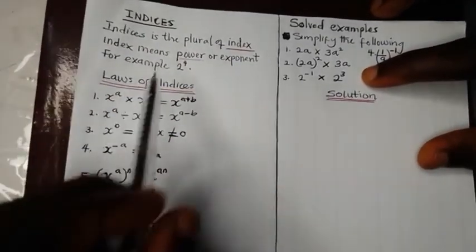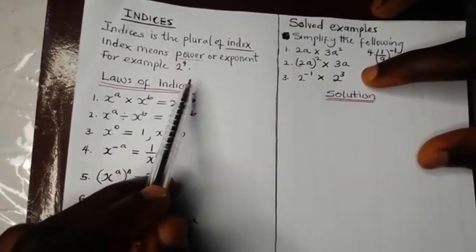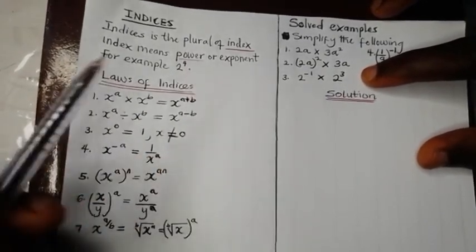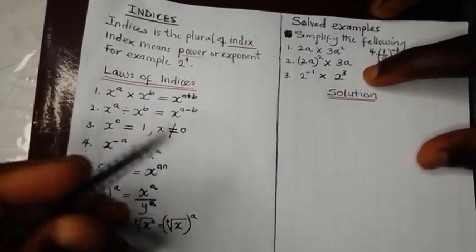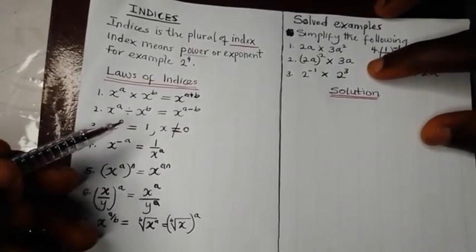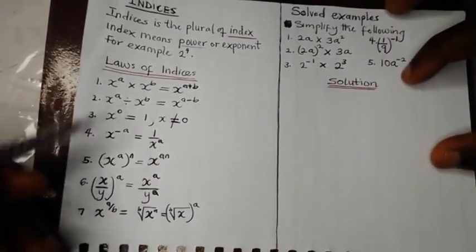For example, I can say this is 2 raised to power 4. I can say 2 to exponent 4. This is what we call an index. So let's look at the various laws of indices. The laws of indices can be broken down into different numbers of laws, but for this tutorial, I have decided to break it down into 7 laws.